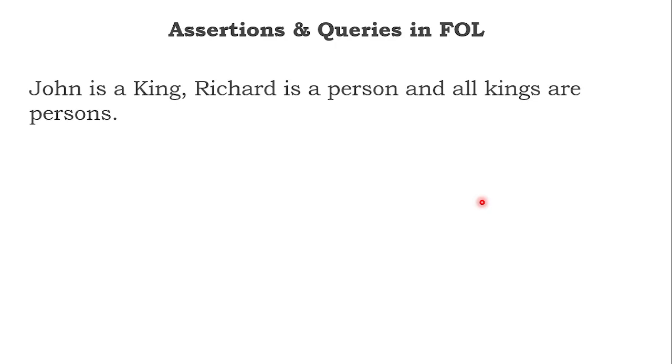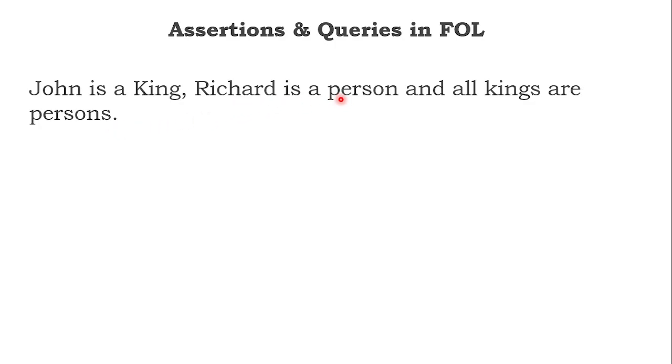For example, John is a king. You should know. Richard is a person. You should also know. All kings are person. Remember, all kings are person. Very long back in the diagram we discussed, any king is a human being. Okay, all kings are person. Now my question is, what and all I am giving? Three statements I am giving. John is a king. Richard is a person. All kings are person. Now I am going to ask you one question.